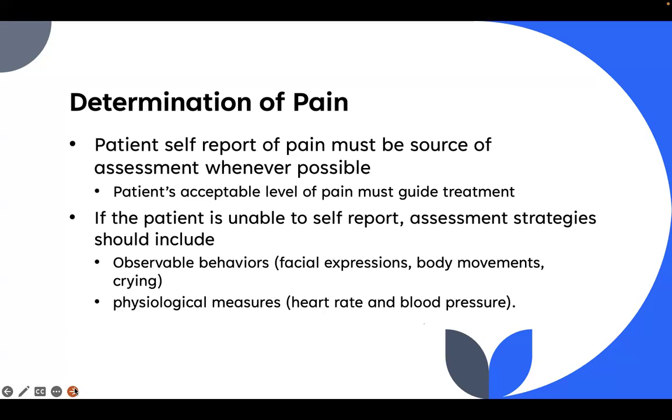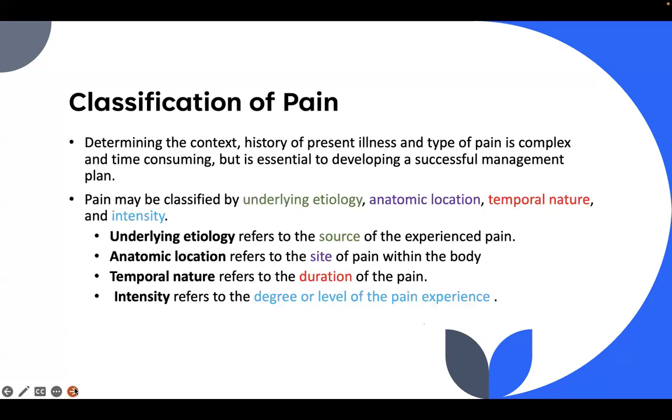But in general, when it comes to a pain assessment, it's what they say it is. If the patient is unable to self-report, then assessment strategies should include observable behaviors and physiological measures, like the heart rate and blood pressure.